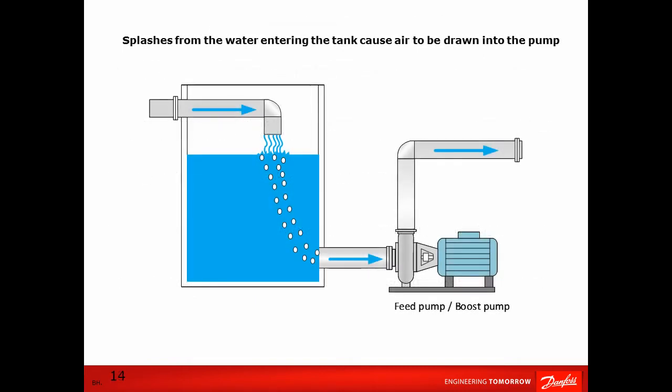The inlet of water to the tank is very important. If the inlet is too close to the pump suction port, the air bubbles generated by the splash are drawn into the pump. This phenomenon is most likely to occur when the water level of the tank is low.